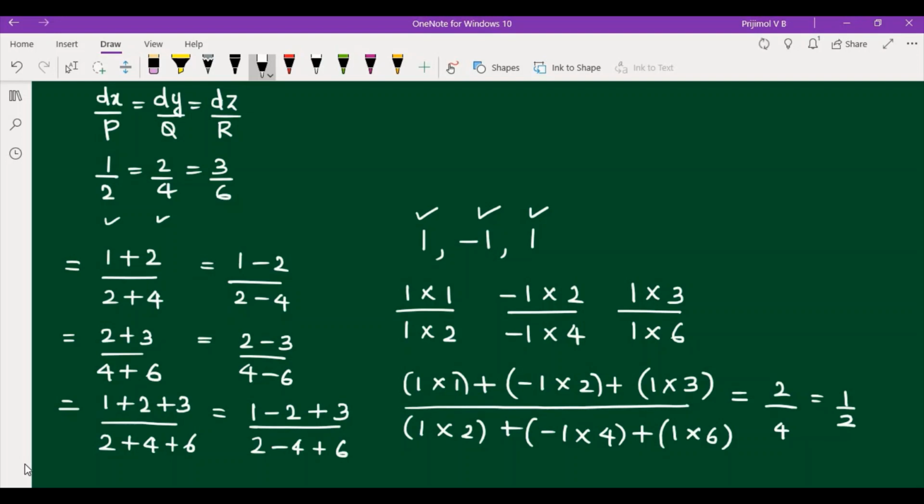See that I can call these 1, minus 1 and 1 the Lagrange multipliers, because this ratio is also equal to the original ratio.